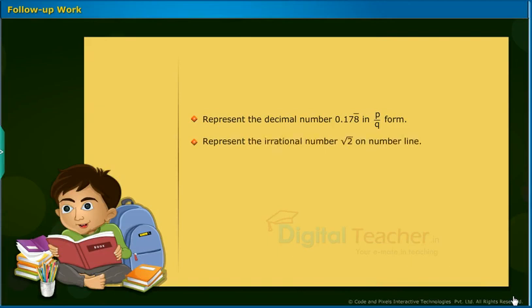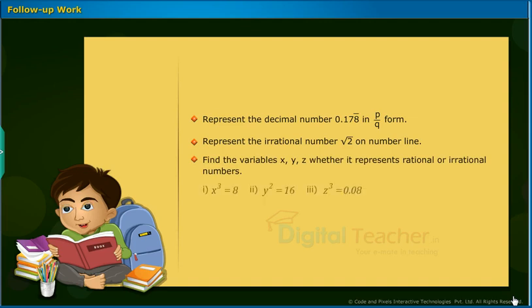Follow-up work. Represent the decimal number 0.178 (with bar) in p/q form. Represent the irrational number √2 on the number line. Find whether the variables x, y, z represent rational or irrational numbers. 1. x^3 = 8. 2. y^2 = 16. 3. z^3 = 0.08.